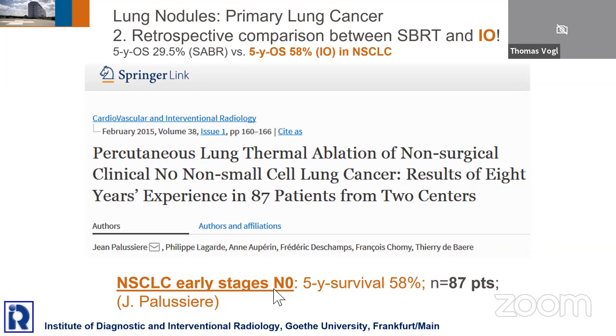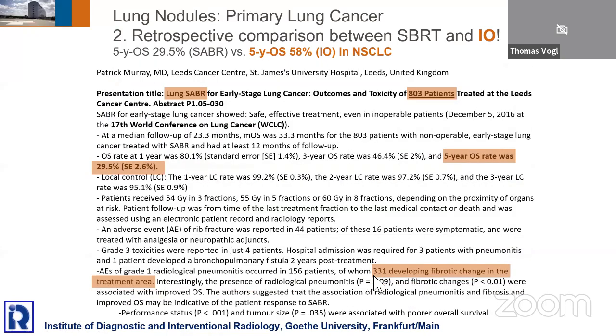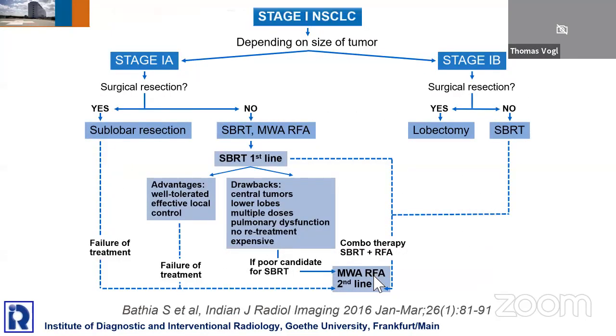I want to show you also an example of non-surgical patients here, 87 patients from 2 centers, and they were also able to show in NSCLC, published in 2015, a 5-year survival of 58%, which was quite high. Also here another example, and if everybody's interested, I can also email you a PDF of all the literature research if you need that.